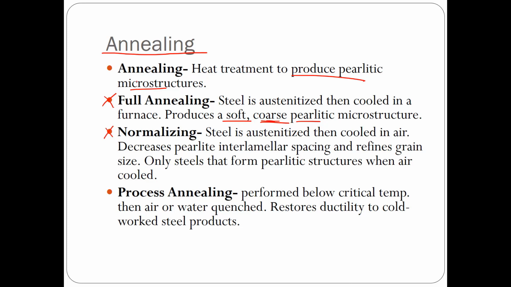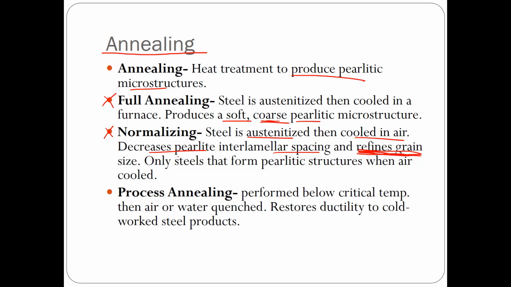Normalizing is an annealing process because we're producing pearlitic microstructures. But normalizing is heating our steel up just above the upper critical temperature, which is going to be austenite, cooling it in air. It's going to decrease my pearlite interlamellar spacing, and it's going to refine my grain size. This is the important part right here, refining grain size, meaning making it smaller, which is going to increase ductility and toughness. So normalizing is a very common process with our alloy steels and tool steels. And a lot of the materials that you buy are already normalized.